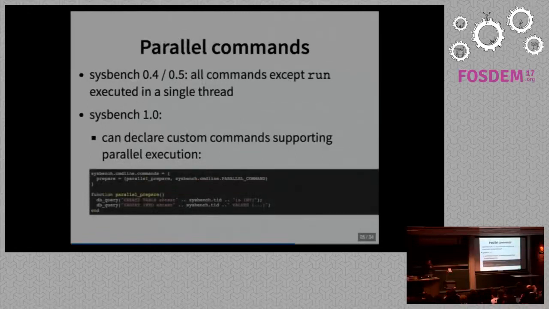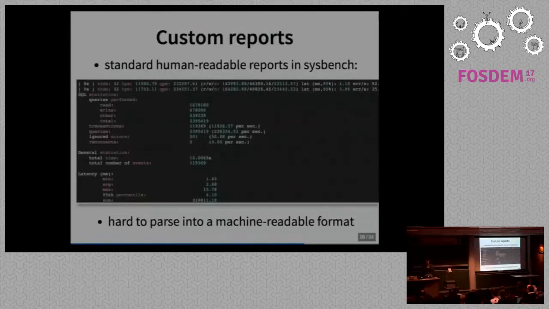Parallel commands, another long requested feature. Some people wanted to execute commands in multi-threaded contexts. The most useful example is the prepare command, when you want to load the original data set in parallel. In previous sysbench versions, all commands except run were executed in a single-threaded context. Now you can declare your commands as supporting multi-threaded execution, and in fact, the OLTP scripts are capable of loading the original data set in multiple threads.